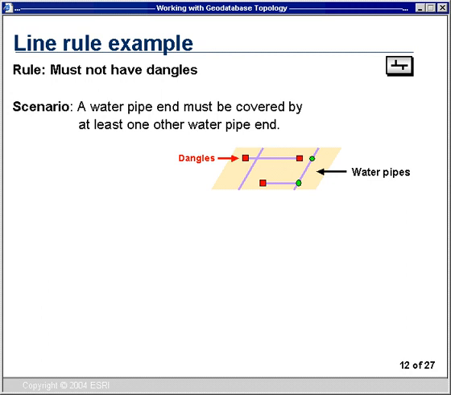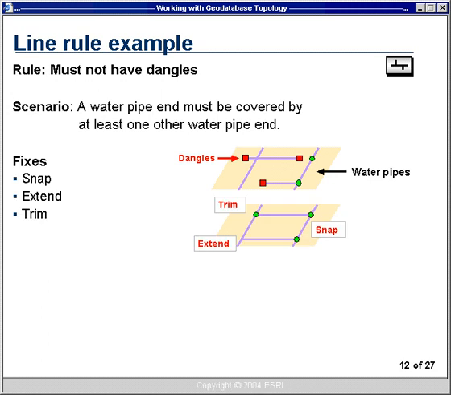So let's take a look at another example here. We've got a line rule example. The rule might be, must not have dangles. And the scenario could be a water pipe must be covered by at least one other water pipe end. And possible fixes for this error that would come up because of this rule would be a snap, trim, or extend. And these are fixes that are default in some of the tools to work with topology in ArcMap. And we'll see this more in topic 3.